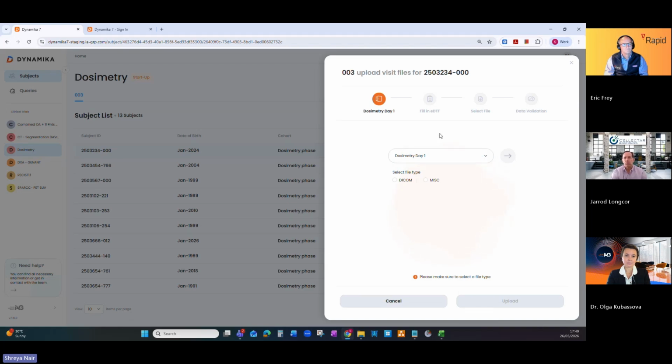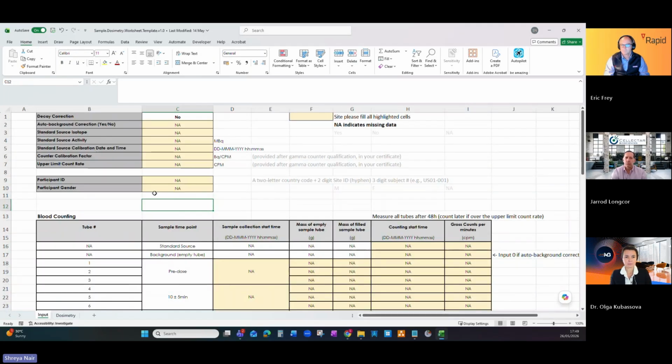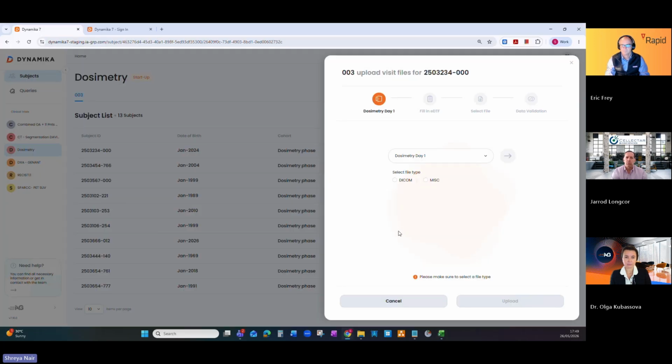By default we accept DICOM images in Dynamica, but we can also accept other miscellaneous files and worksheets if required in the trial. For example, for this study, we require the sites to upload some spec worksheets as well. This is one of the RAPID worksheets that the site would upload that has other clinical data for the subject. So the site users can also upload miscellaneous work files.